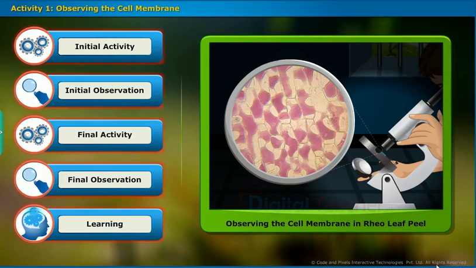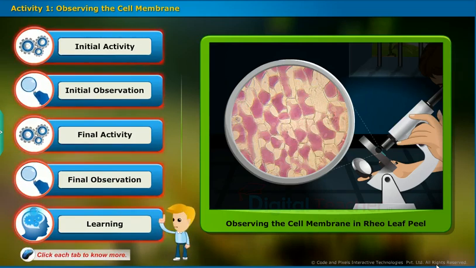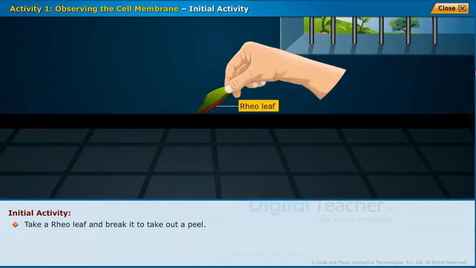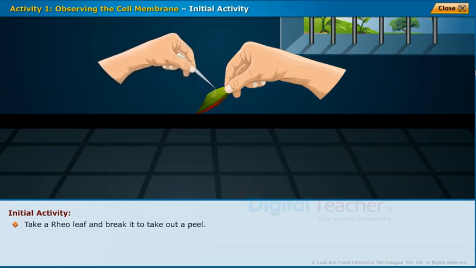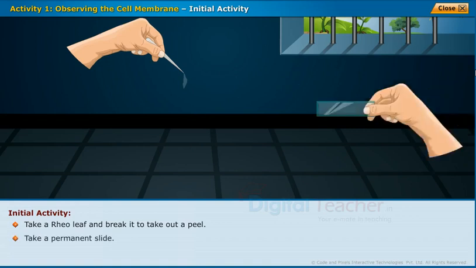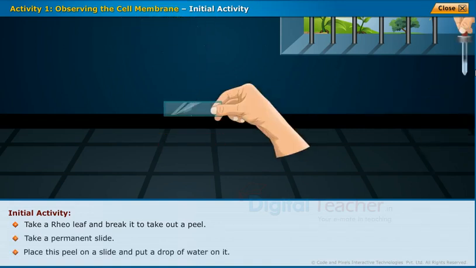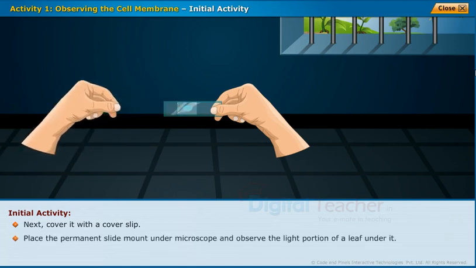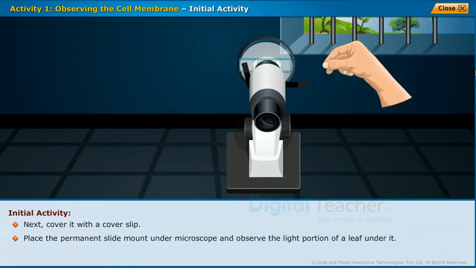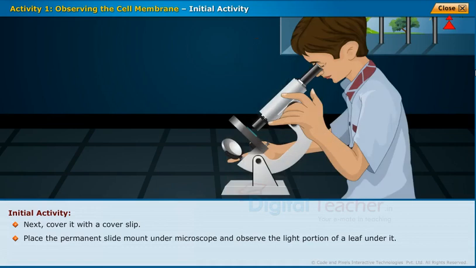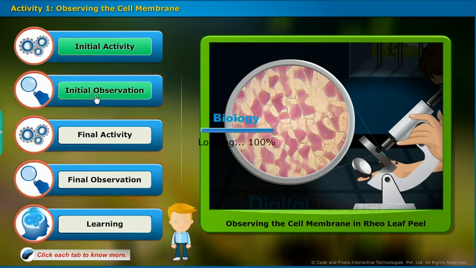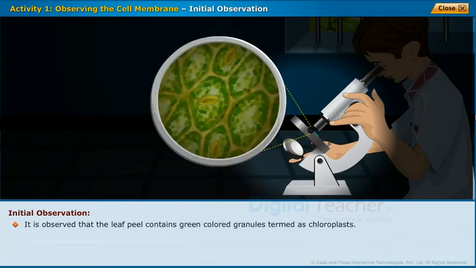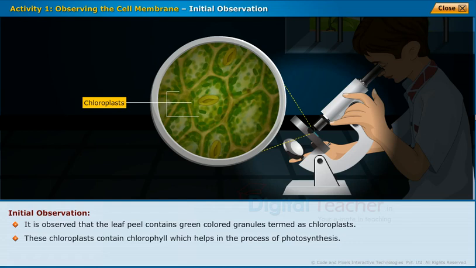Here, let us perform an activity to observe the cell membrane in real life. Click each tab to know more. Take a real leaf and break it to take out a peel. Take a permanent slide. Place this peel on a slide and put a drop of water on it. Next, cover it with a cover slip. Place the slide mount under microscope and observe the light portion of a leaf under it. It is observed that the leaf peel contains green-colored granules termed as chloroplasts. These chloroplasts contain chlorophyll, which helps in the process of photosynthesis.